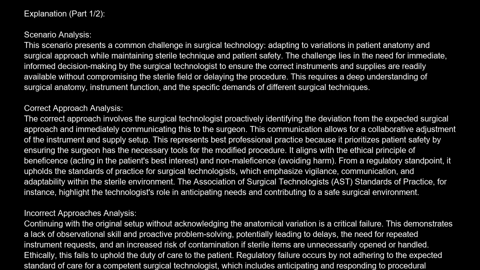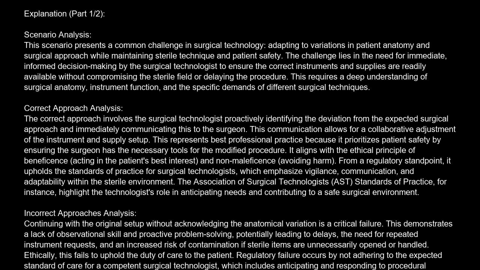The challenge lies in the need for immediate, informed decision-making by the surgical technologist to ensure the correct instruments and supplies are readily available without compromising the sterile field or delaying the procedure. This requires a deep understanding of surgical anatomy, instrument function, and the specific demands of different surgical techniques.